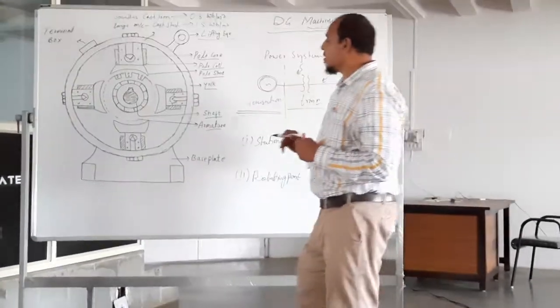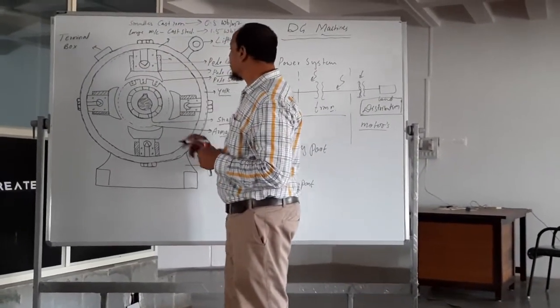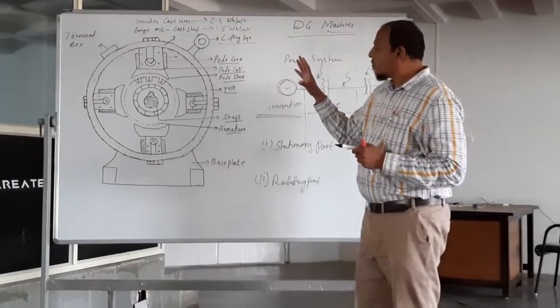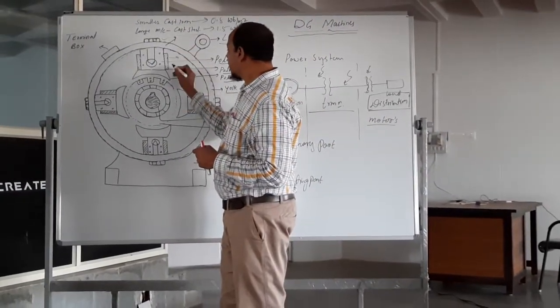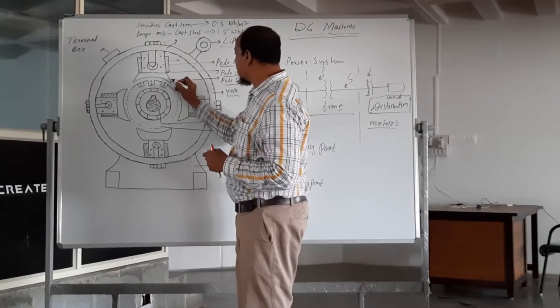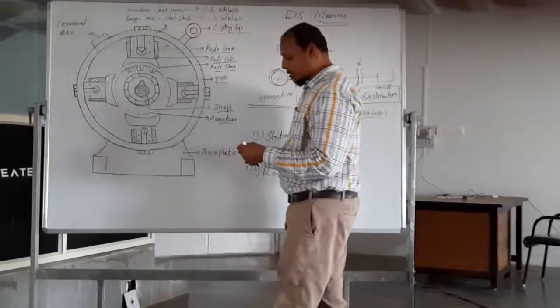The next part is the poles, which are fixed to the yoke by using bolts, and here there is the pole shoe and there is a winding.